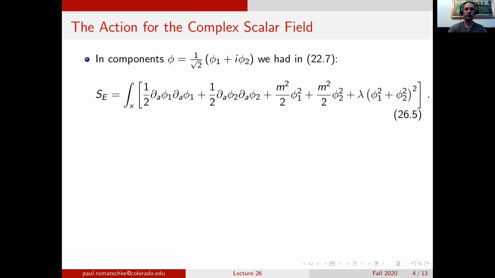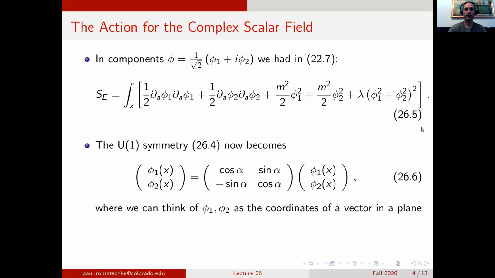When we write the action for that complex scalar field in components phi1 and phi2, the same action becomes the expression that's listed here in equation 26.5. In components then, the U(1) symmetry that I just discussed on the previous slide now becomes a transformation for the two components phi1 and phi2 that's given as this matrix here, cosine alpha, sine alpha, minus sine alpha, cosine alpha on these two components, where again alpha is the same constant that we had before.